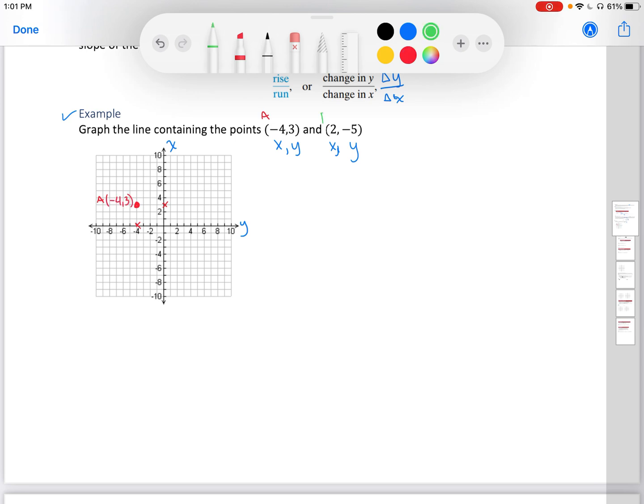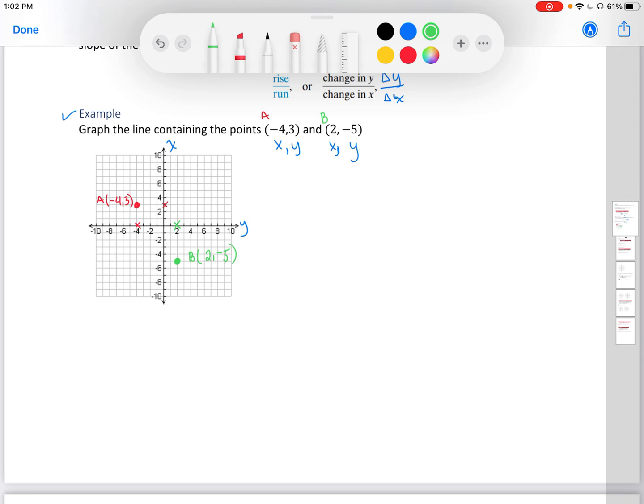Let's call the other point B. We have (2, -5). Another way I think about it is I find my x coordinate. So here I have 2, and then since y is negative, I'm going to go down 5. It'll bring you to the same point. So that's 2 different ways of graphing a point.